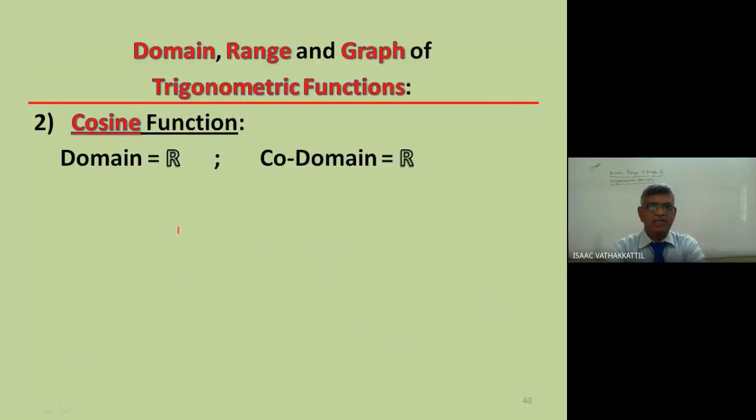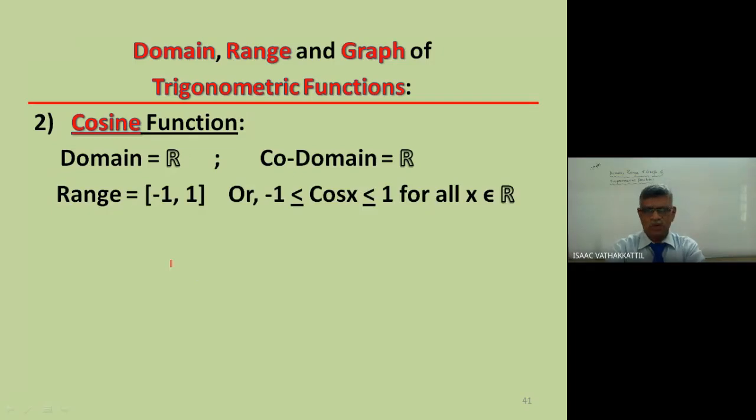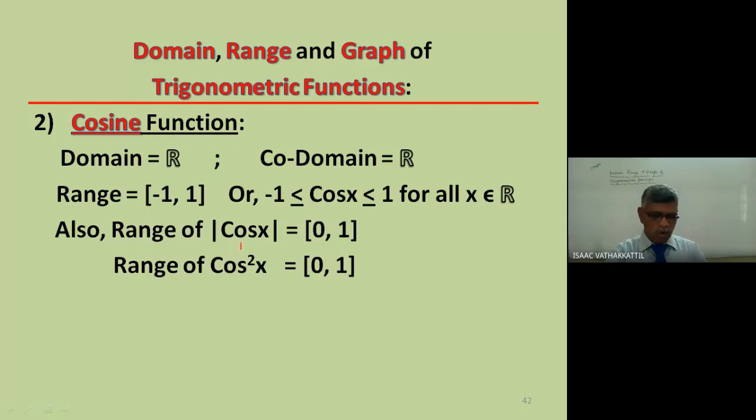Let's go for the domain, range, and graph. Cosine function, we know the range: domain is R, codomain is again R, range of cosine is minus 1 to 1, that is cos x lies between minus 1 and 1 inclusive. The range of mod cos x will be 0 to 1, and the range of cos squared x also will be 0 to 1.